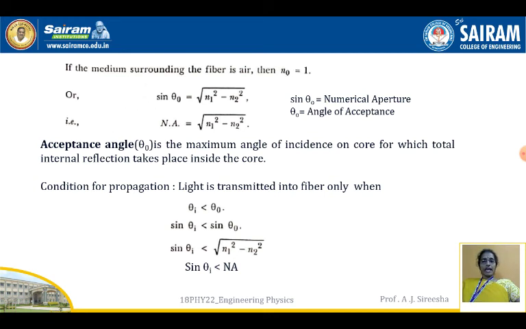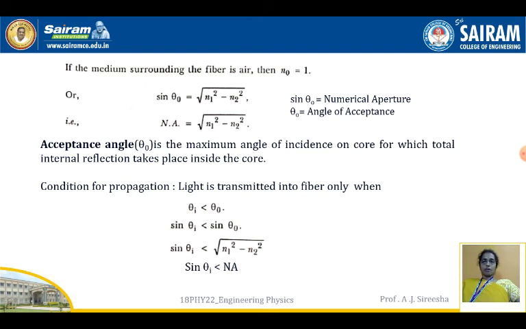Now we define the angle of acceptance. Theta naught is the maximum angle of incidence on the core for which total internal reflection takes place inside the core. So, in order to have total internal reflection, the angle of acceptance is the maximum angle of incidence on the core for which total internal reflection takes place inside the core. This is called the angle of acceptance.